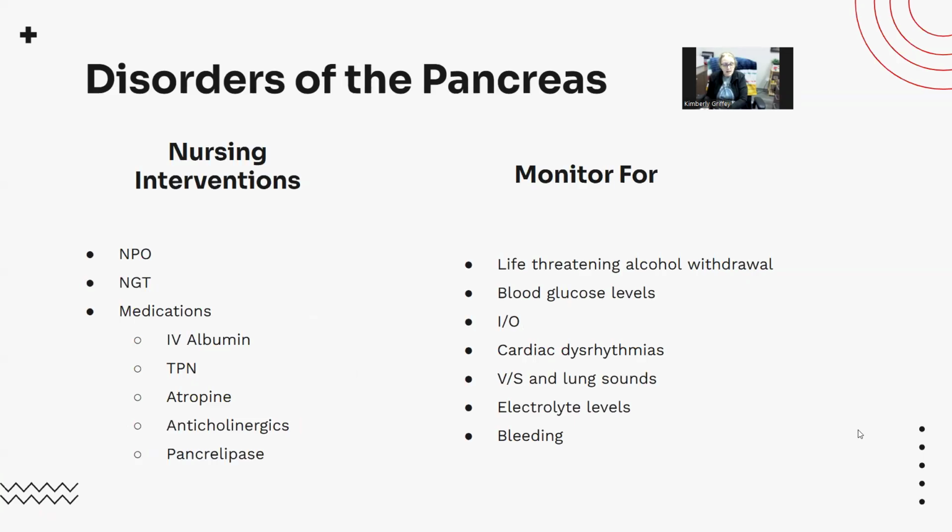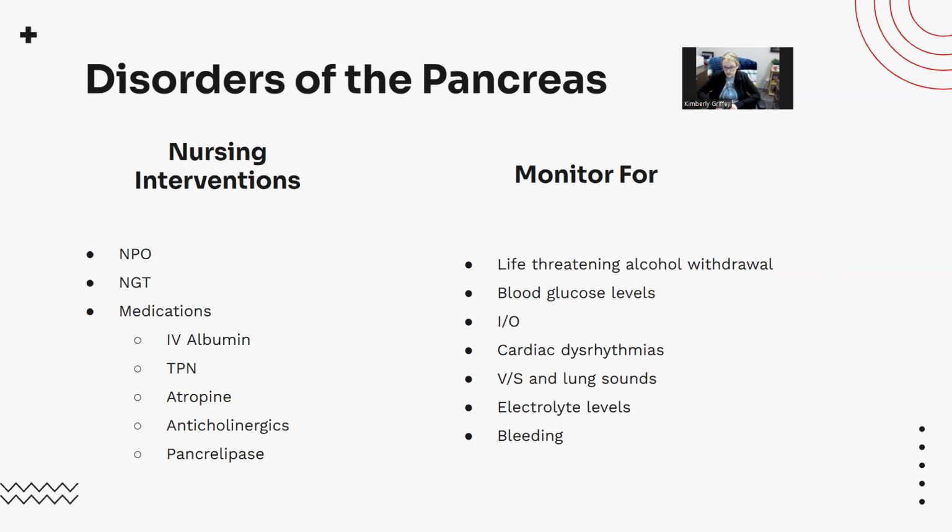So you want to keep them in PO until they are pain-free. You can do an NG tube to allow gastric decompression. This is if they've had severe vomiting or if they've had a paralytic ileus. We're going to give IV albumin.